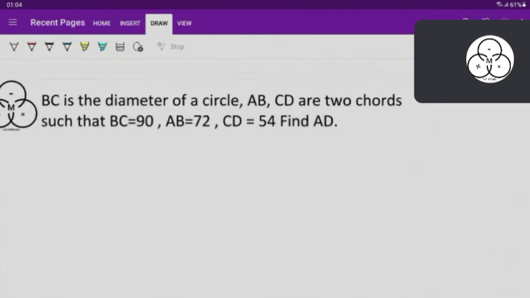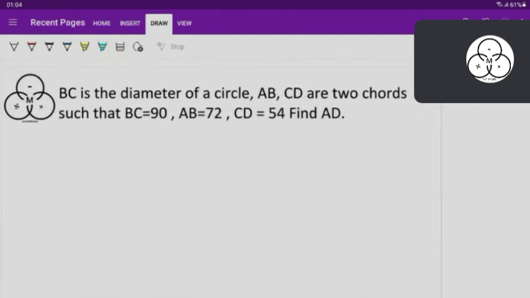This is the last question, based on Ptolemy's theorem. Let me give the hint. BC is the diameter of a circle. AB and CD are two chords such that BC equals 90, AB equals 72, CD equals 54. Find AD. Very easy question.